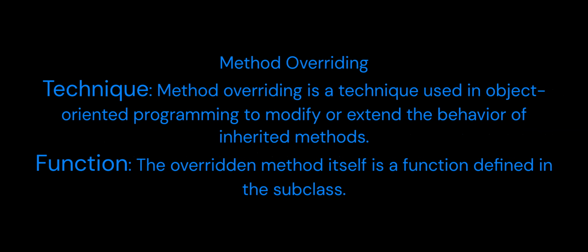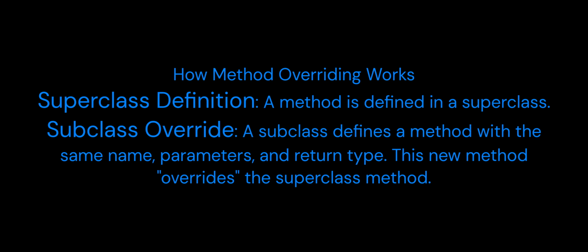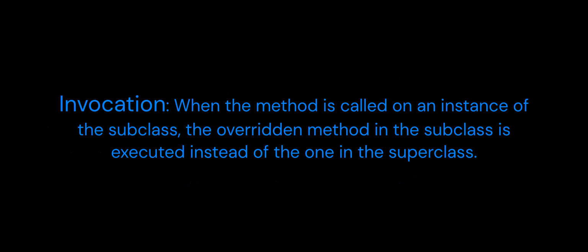Method overriding. Technique: method overriding is a technique used in object-oriented programming to modify or extend the behavior of inherited methods. Function: the overridden method itself is a function defined in the subclass. How method overriding works. Superclass definition: a method is defined in a superclass. Subclass override: a subclass defines a method with the same name, parameters, and return type. This new method overrides the superclass method. Invocation: when the method is called on an instance of the subclass, the overridden method in the subclass is executed instead of the one in the superclass.